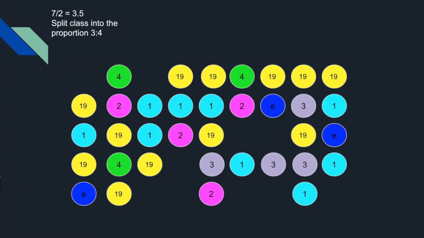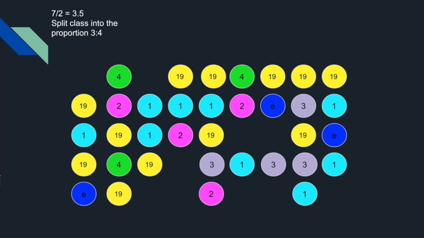In order to do this, the students know that 7 is an odd number of groups, so they divide 7 by 2 to get 3.5. This means that the proportion they want to split their class into is 3/4. The total number of students in the class is 35.